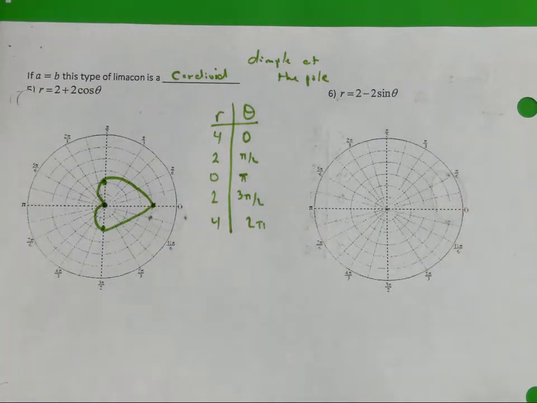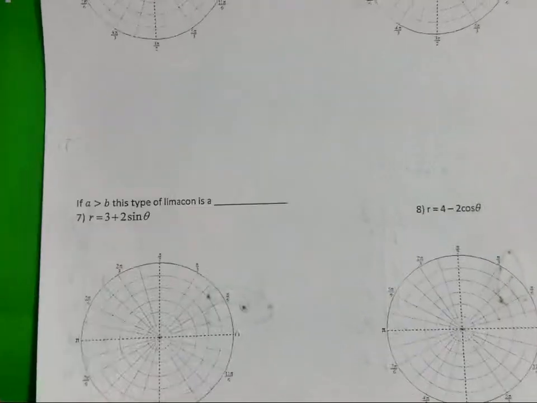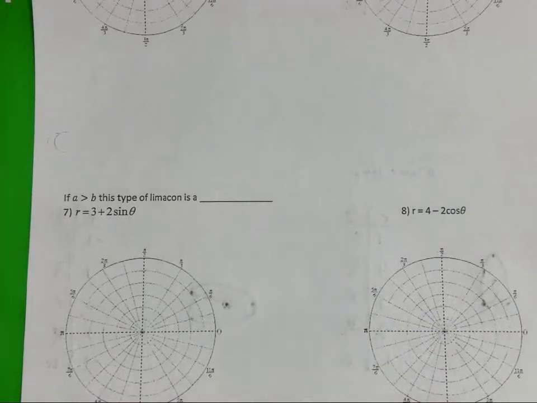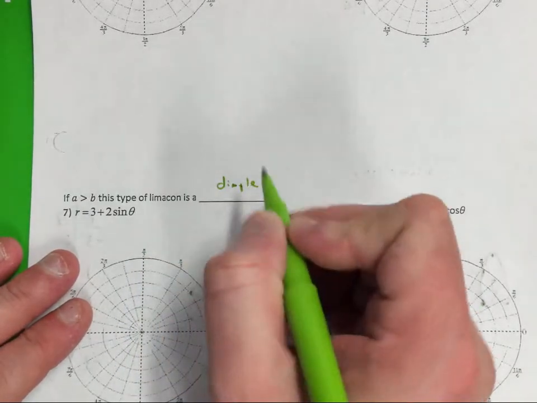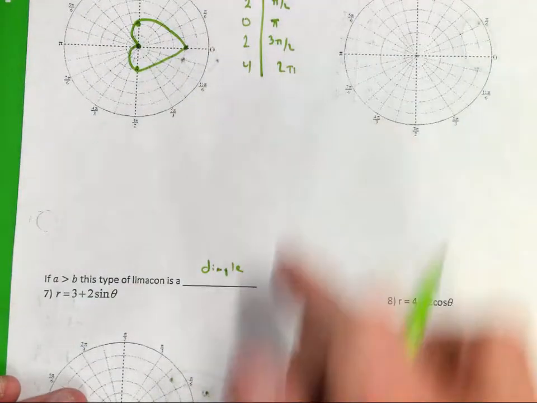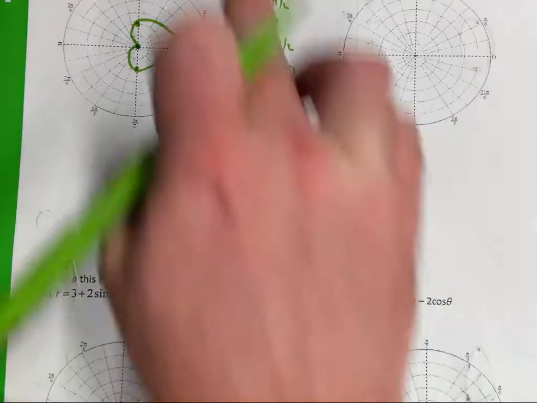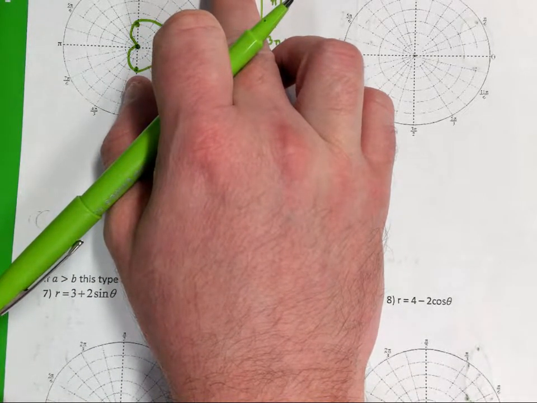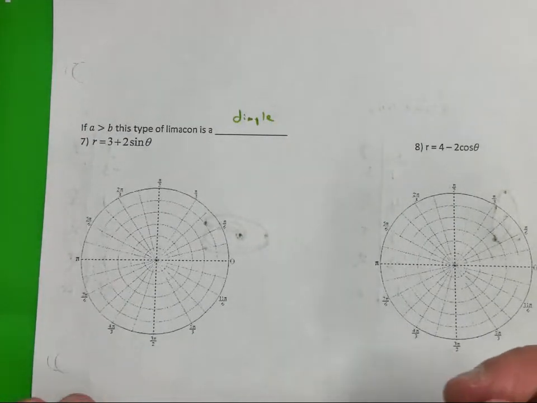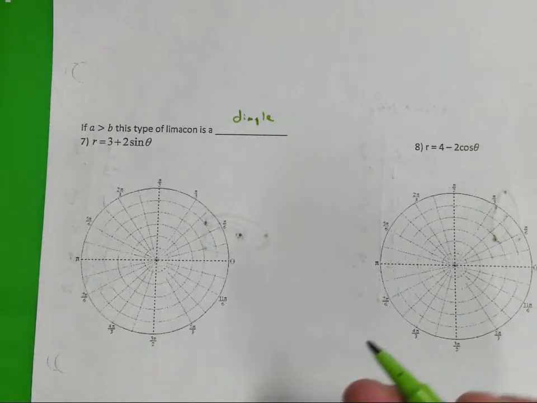We're going to come back to this one, but let's talk about what if A is greater than B. This type of limaçon has a dimple, but it's not at the pole. The only difference between the cardioid and this one right here is that they both have dimples, but the cardioid has a dimple at the pole. Okay? Does that make sense? So if A is greater than B, this type of limaçon is a limaçon with a dimple. All right.